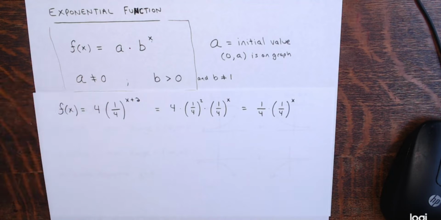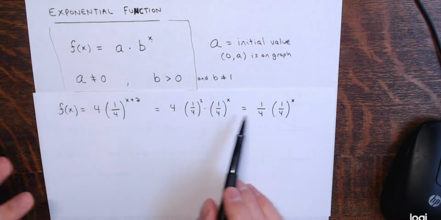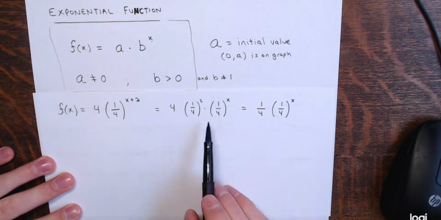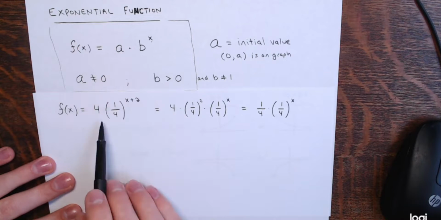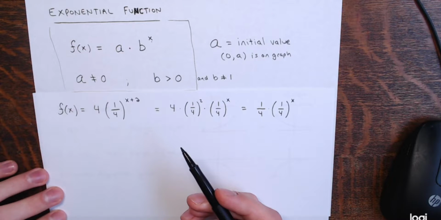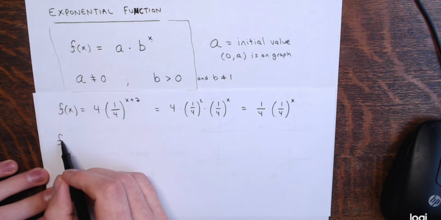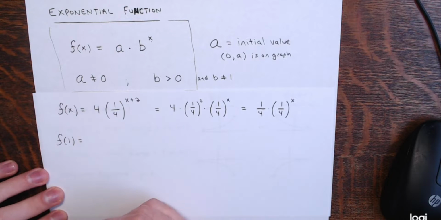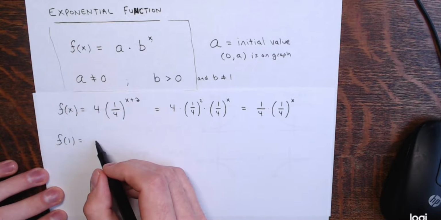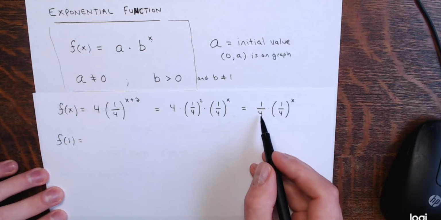I'm just saying, you do not have to do all this. Some functions don't look like they're in that form, but can be written in that form. We're just asked to find f of 1. If I input 1, what's the output? So that'd be 1/16. I hope you can see from here. It'd just be a 4th times a 4th.